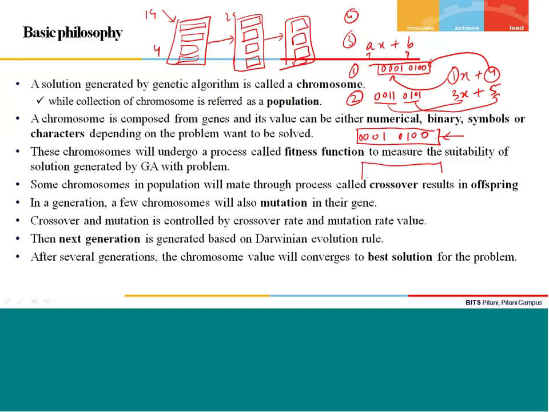If I want to represent my chromosome numerically, for example, I could say I have 3 and 5. So this is a numerical representation of a chromosome. I can represent my hypothesis numerically, binarily, symbolically, or in character form also. These chromosomes are constituted by genes, and these genes have some value. It could be 0 or 1, a number, a symbol, or a character. These chromosomes will go through a process called the fitness function to measure the suitability of the solution generated by the GA.